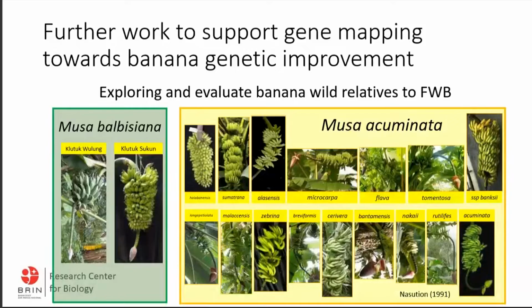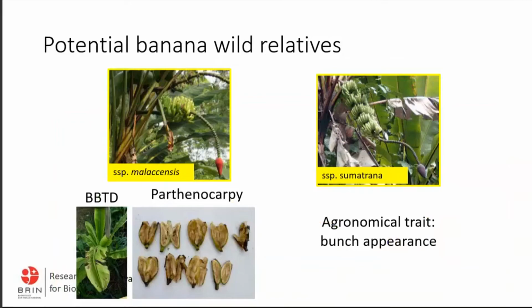This is an example of wild Musa acuminata in Indonesia that was described by Nasution in 1991. At least there are 15 varieties, and we also found Musa balbisiana, Klutuk Bulung, in Indonesia. But the diversity of Musa balbisiana is not as high as Musa acuminata. And these are a few potential wild Musa acuminata that can be considered for a mapping study in the future.